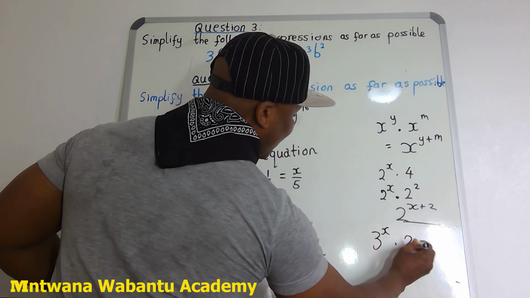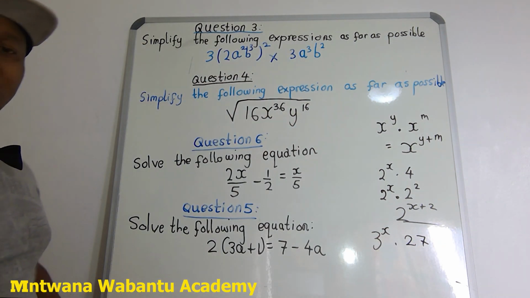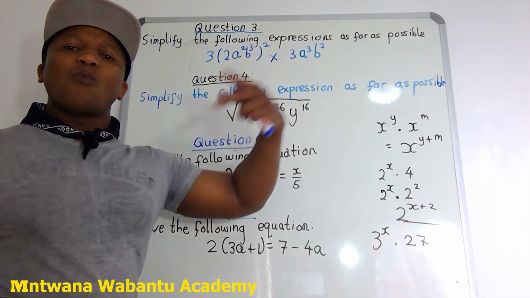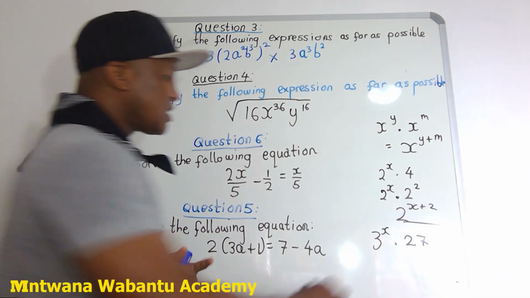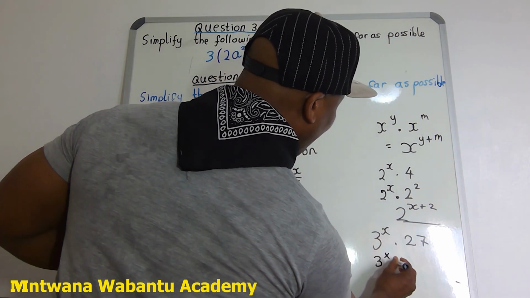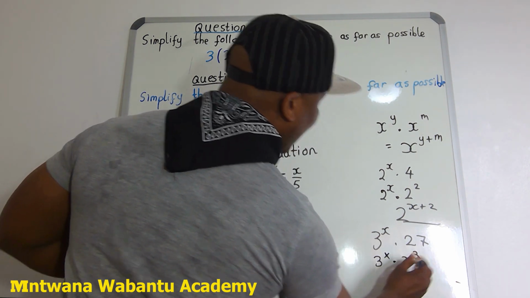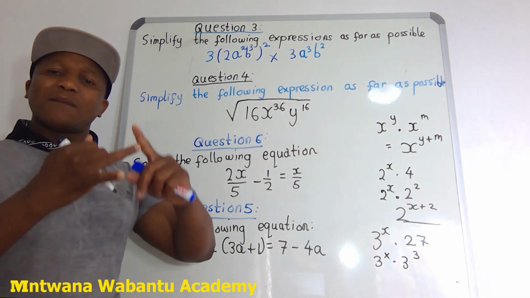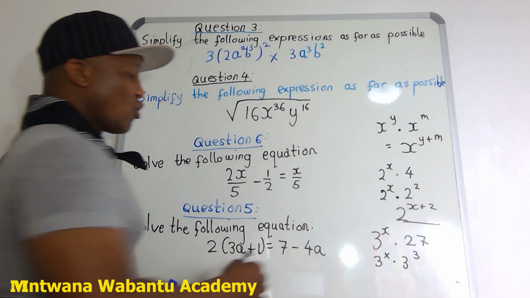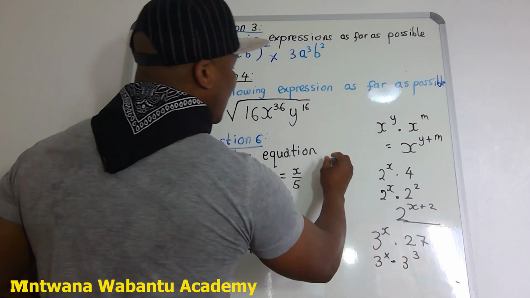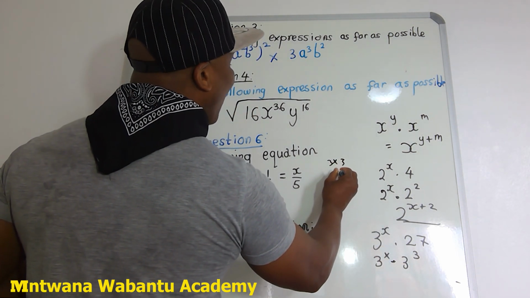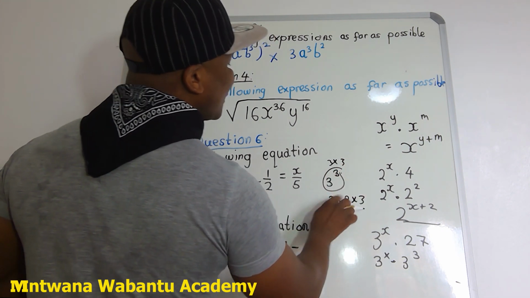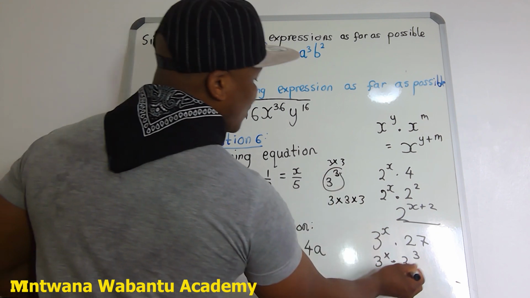Let's say somebody gives 3 to the power x multiplied by 27. I can use the same approach. This is 3 to the power x, but then I have to write 27 as 3 to the power what to get 27. 27 is 3 to the power 3. 3 to the power 3 means 3 times 3 times 3 equals 27. Don't say 3 times 3. The power is the small number, so 3 to the power 3 is 3 multiplied by itself 3 times. So 3 to the power 3 equals 27.